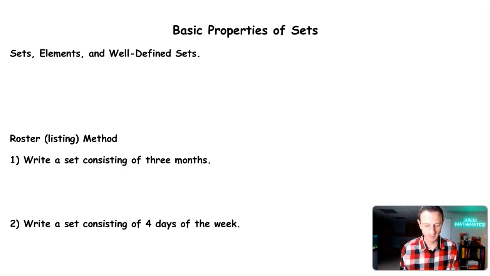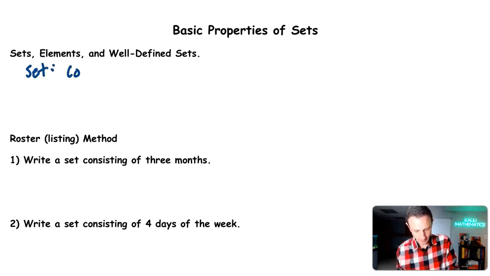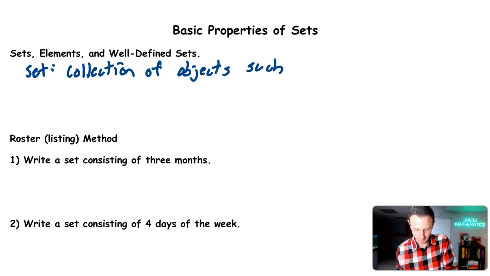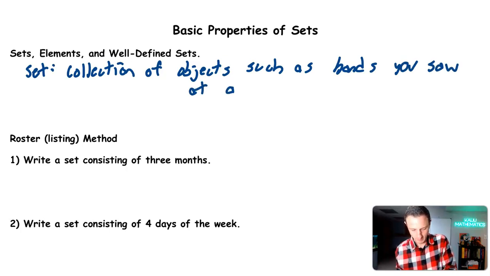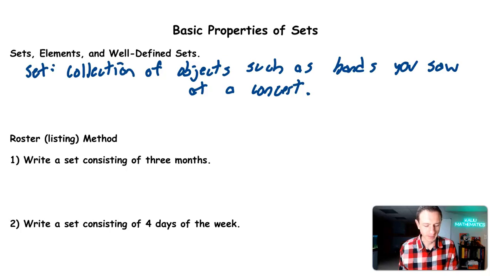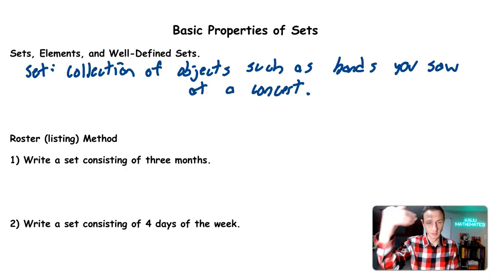Going to take a look at basic properties of sets. So a set is, let's just define a set first of all. A set is a collection of objects, such as bands you saw at a concert. And then within that set, you have elements that make up the set.